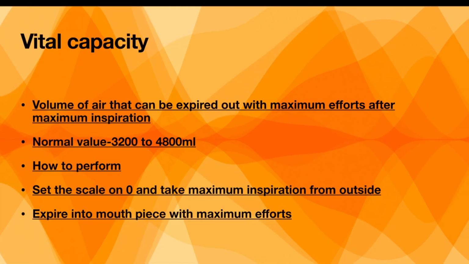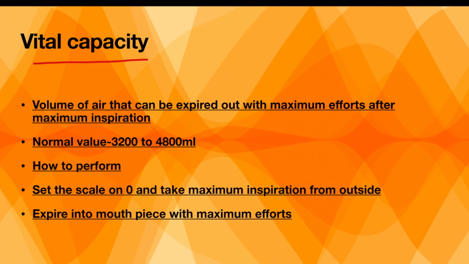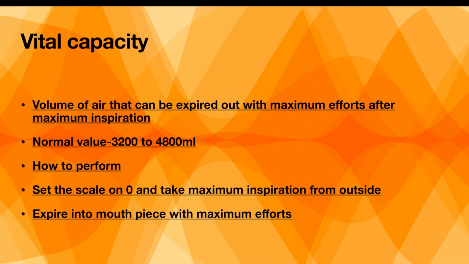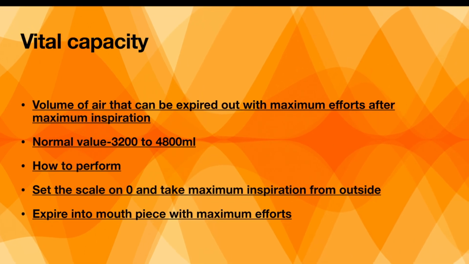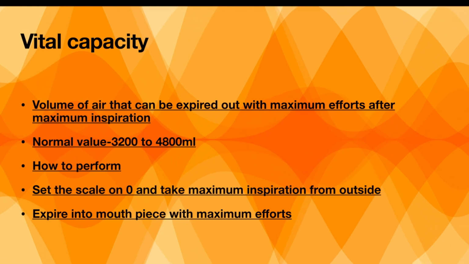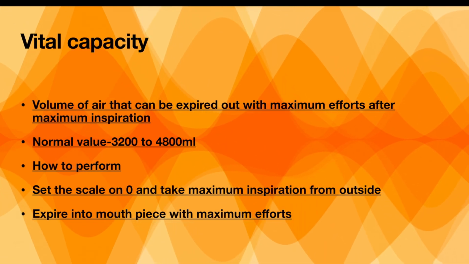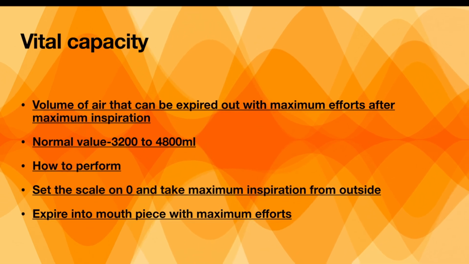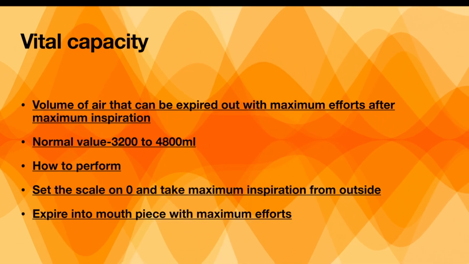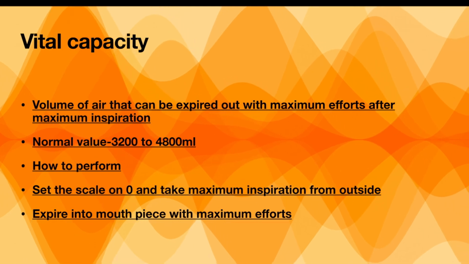Now let's see how to measure vital capacity. It is the volume of air that can be expired out with maximum efforts after maximum inspiration. The normal value is 3200 to 4800 ml. How to perform this? For that, set the scale on 0 and take maximum inspiration from the outside. Expire into the mouthpiece of the spirometer with maximum efforts.